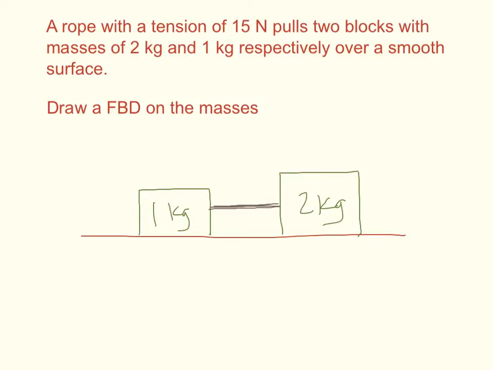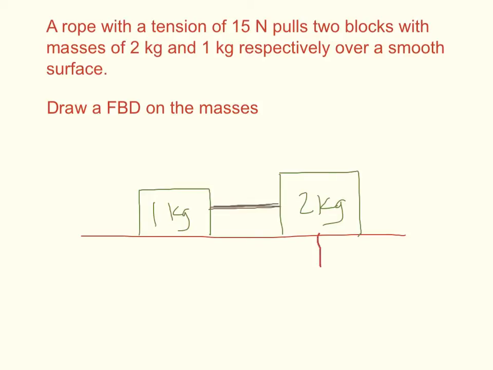A rope with a tension of 15 newtons pulls two blocks with masses of 2 kilograms and 1 kilogram respectively over a smooth surface. Draw a free body diagram on the masses. So in this case, we've got two masses, so that means we have to have two separate free body diagrams. So let's look at the 2 kilogram mass first.